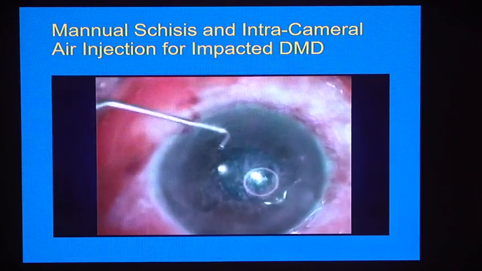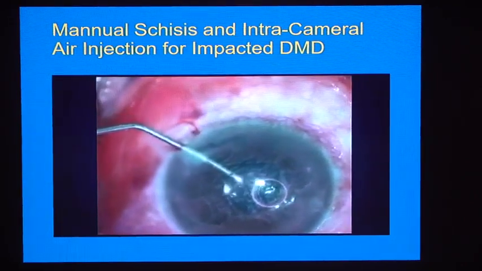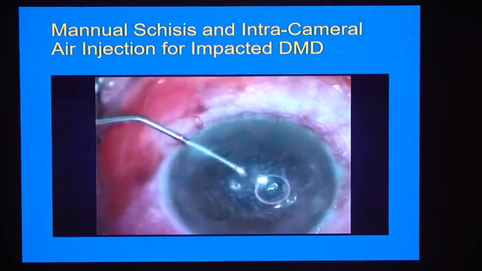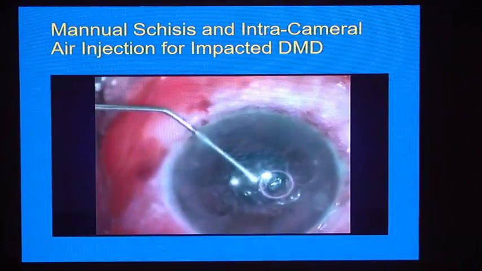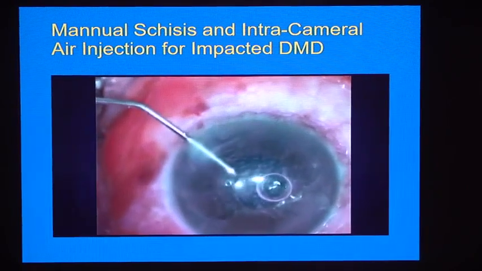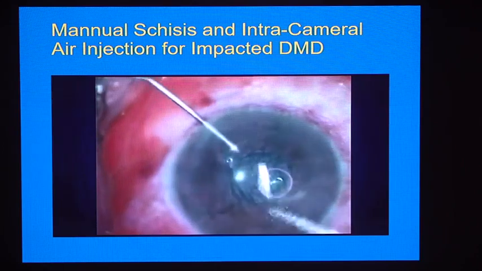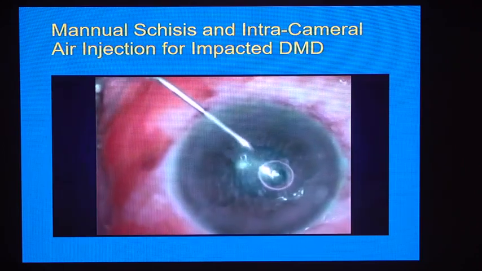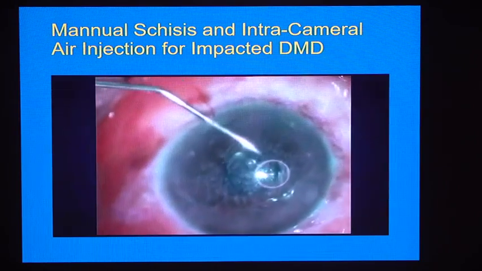And we disengage the Descemet's membrane from its stuck inferior border. The timing of the Descemet's membrane detachment management does not matter, even if it is a long-term, chronic detachment, say after a few months.